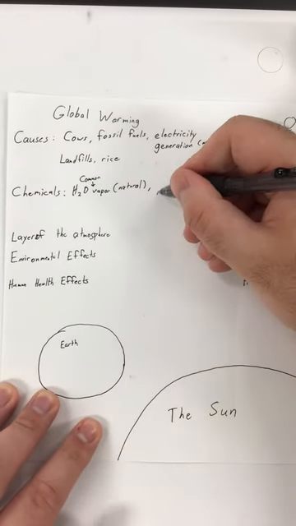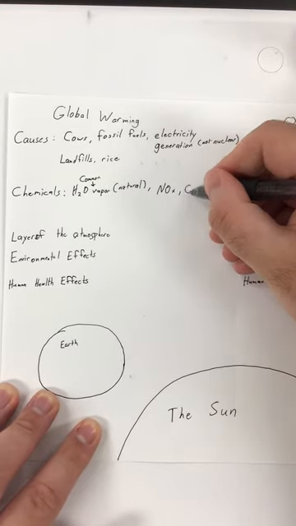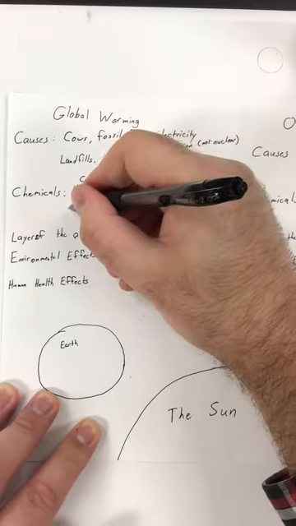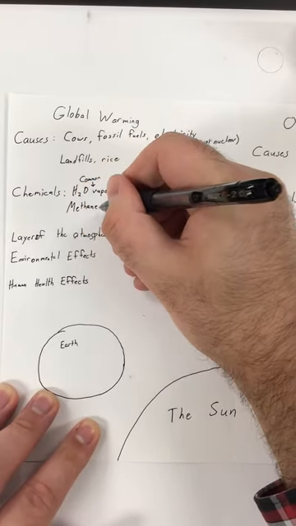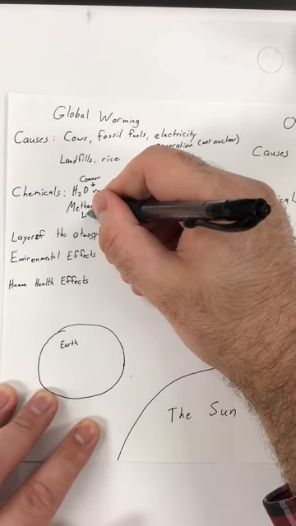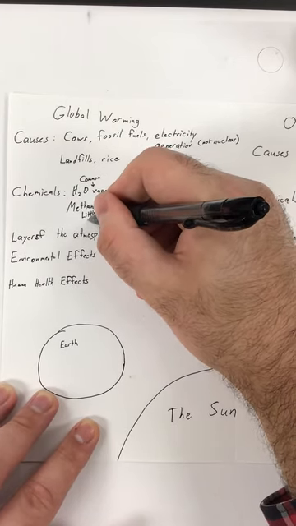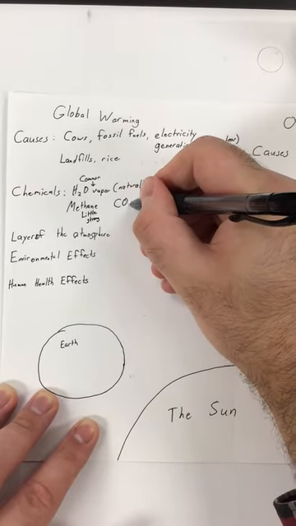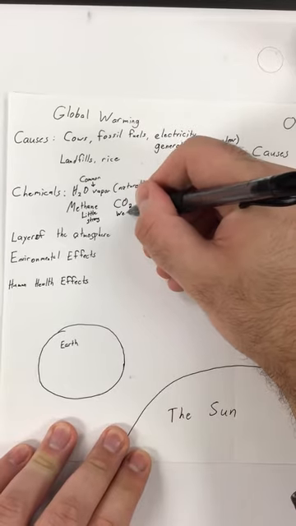Then we have our nitrogen oxides, NOxes. We have CFCs, chlorofluorocarbons, methane. Now methane in particular, there's only a little bit of it, but it's a very powerful greenhouse gas. So it's small, but strong. Whereas carbon dioxide, that's the diva that gets all the attention, is weak, but there's lots of it.